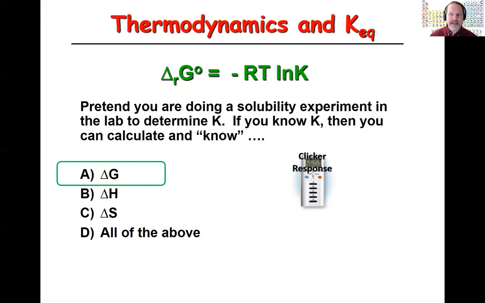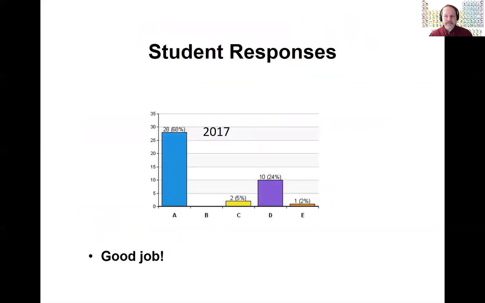Well, you can see what makes sense where you would want to know all of them, but from this formula, you need delta G for sure. And so there might be some truth to knowing all of them would really help for sure. So our students are making good observations here.